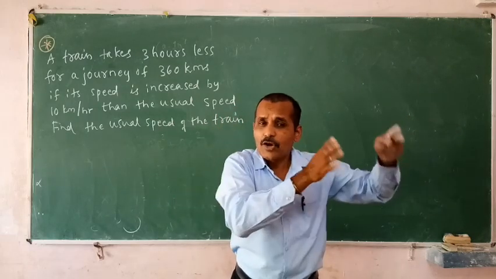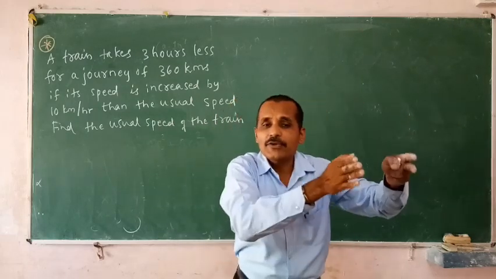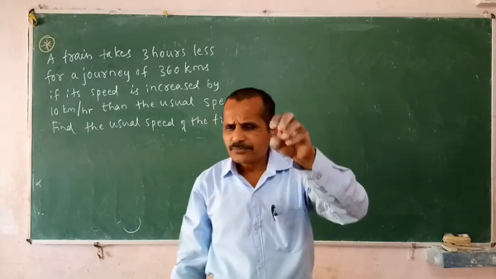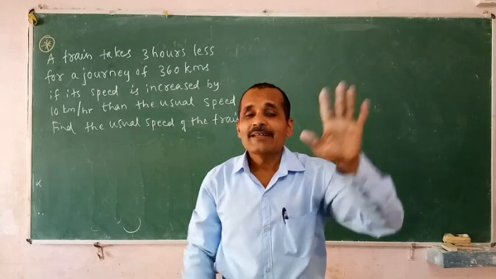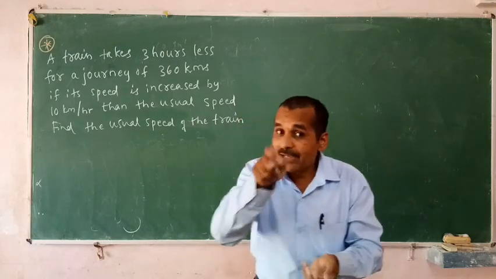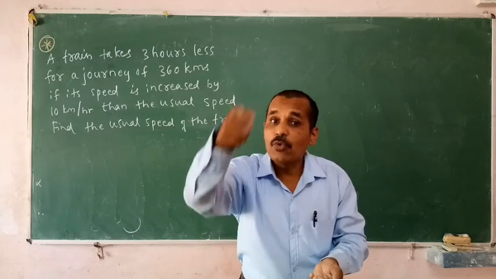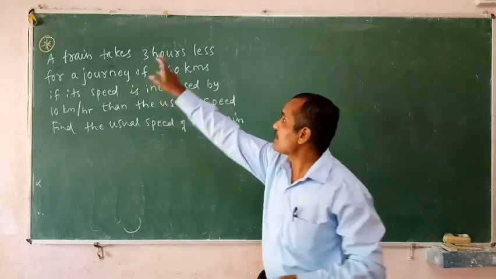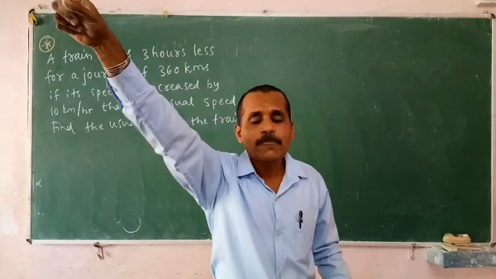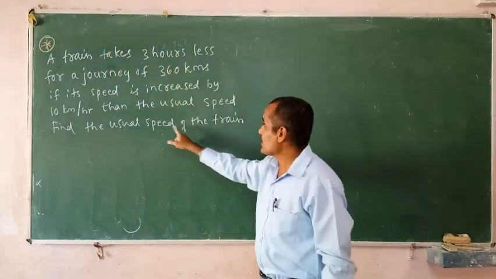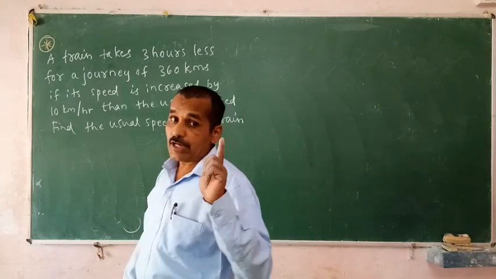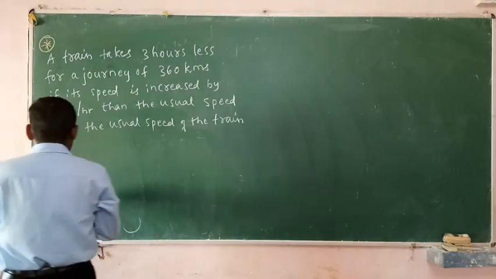Every day how much time was it taking? Compared to that, it is taking 3 hours less. Say, for example, every day from Hubli to Bangalore the train takes 8 hours. That day, since the speed is more, it takes 3 hours less, meaning in 5 hours only the train has reached Bangalore. Now they are asking you to find the usual speed of the train. This is the question. How to start? Listen very carefully. I will start.